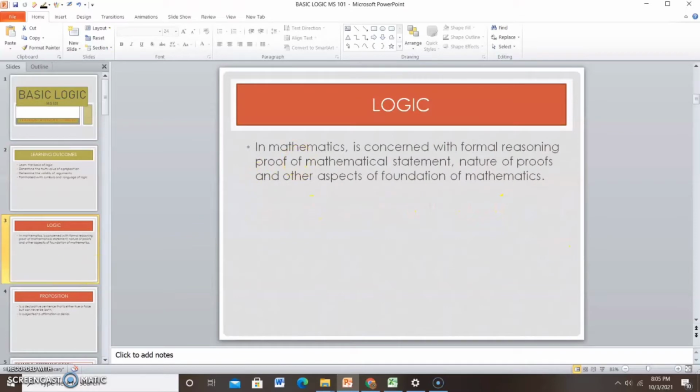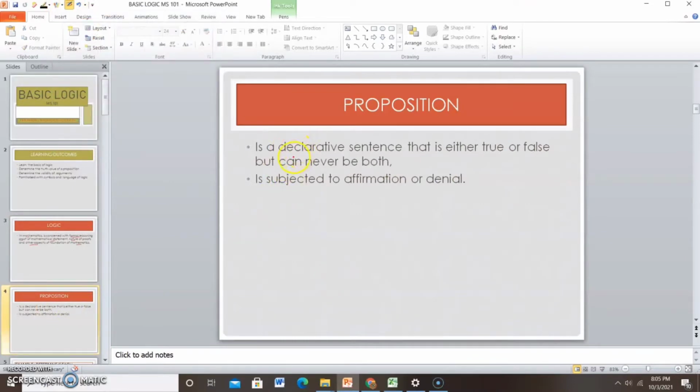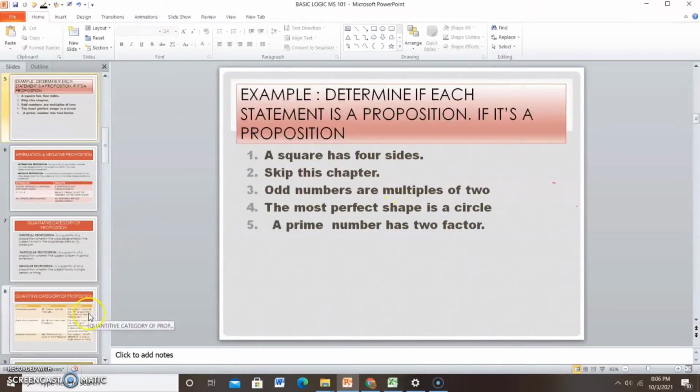So what is logic? Logic in mathematics is concerned with formal reasoning of proofs of mathematical statements, the nature of proof, and other aspects of the foundation of mathematics. Next is proposition. A proposition is a declarative sentence that is either true or false, but can never be both. It is subject to affirmation or denial. That is proposition.